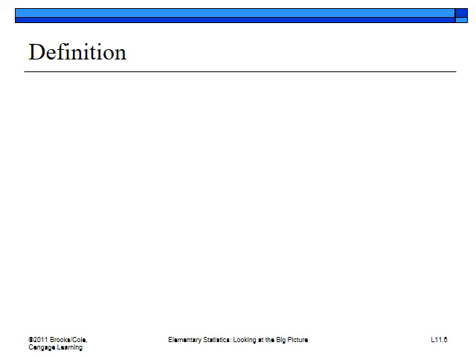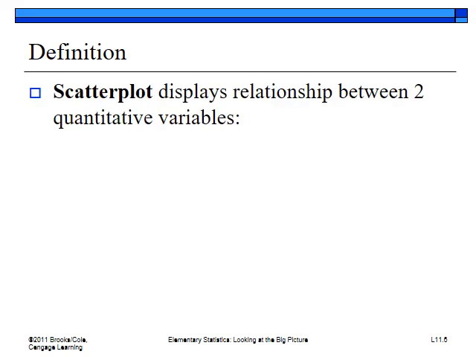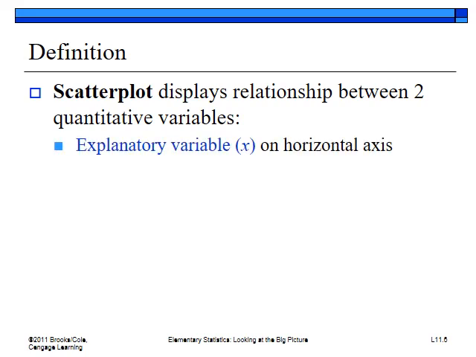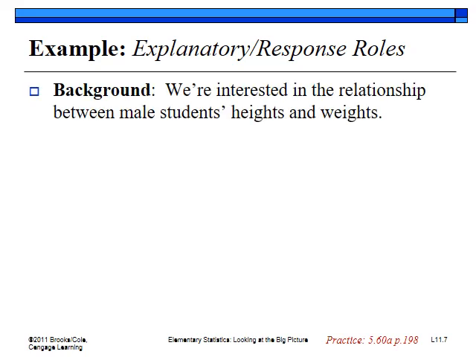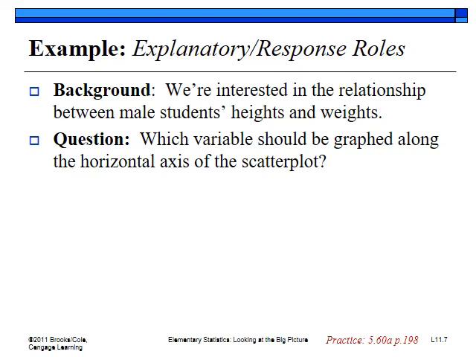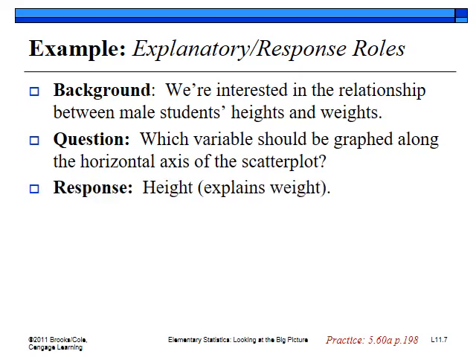So, if we're interested in a relationship between two quantitative variables, we'll display this relationship with a scatter plot. The explanatory variable, which is the x variable, will go on the horizontal axis, and the response variable will go on the vertical axis. For example, if we're looking at the relationship between height and weight, which should be graphed on the horizontal axis? In other words, which is the explanatory variable? Well, it's the height.